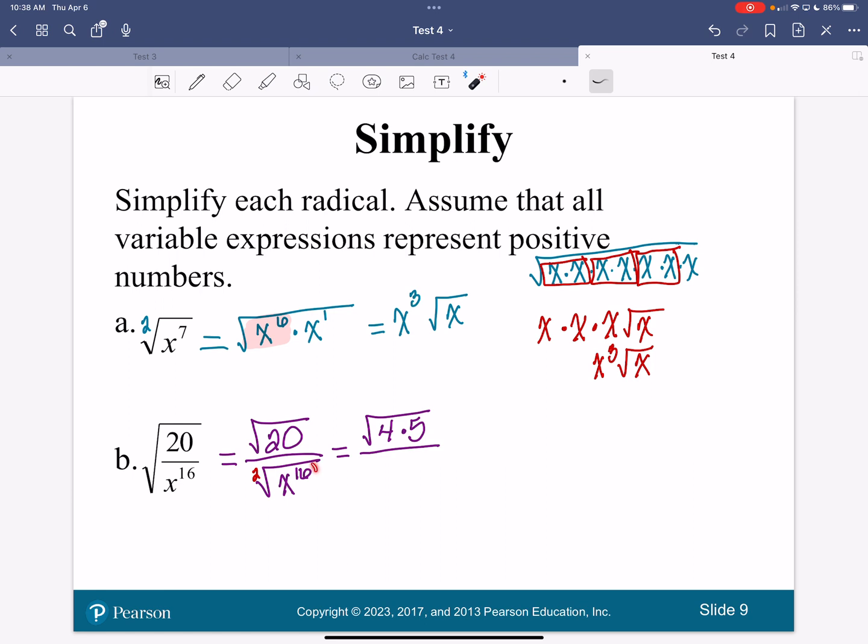Is this already even? Good. So what is the square root of x to the 16th? X to the what? 8th. Good, because you are just dividing that 16 by 2. Okay, what's the square root of 4? 2. So I have 2 on the square root of 5 over x to the 8th.